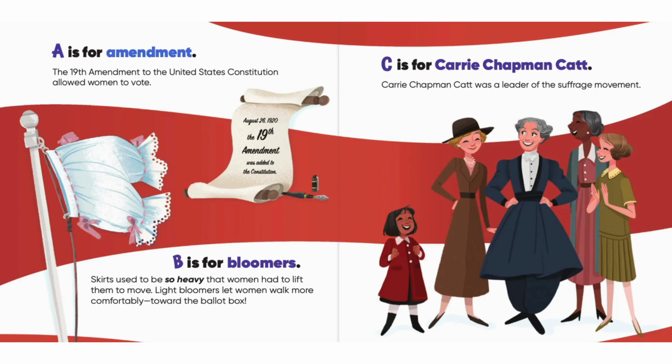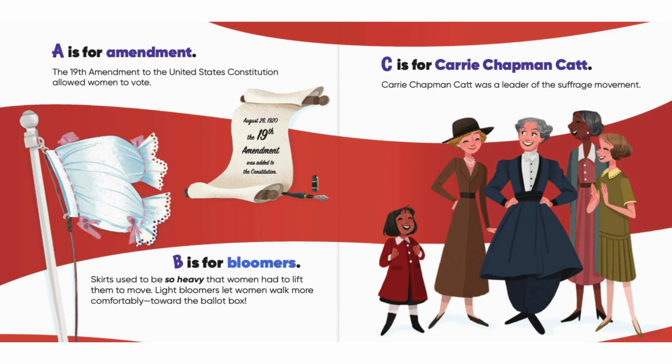A is for amendment. The 19th Amendment to the United States Constitution allowed women to vote. August 26, 1920, the 19th Amendment was added to the Constitution.